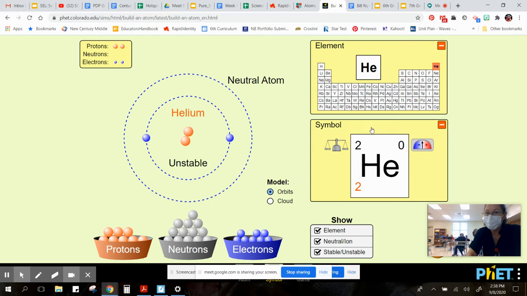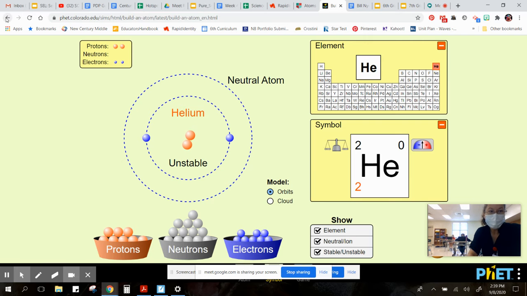Still unstable, but now it's a neutral atom because it's got 2 protons, 2 electrons. Okay, we also talked about how the periodic table is organized by atomic number. So that's atomic number 1, helium is number 2, lithium 3, beryllium 4, boron 5, carbon 6, nitrogen 7, oxygen 8, fluorine 9, neon 10, sodium 11, and so on and so forth. You read it like a book.